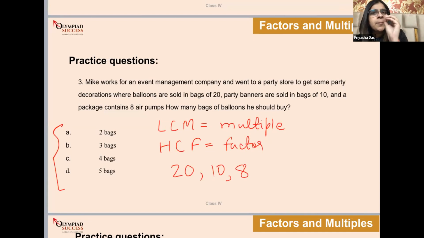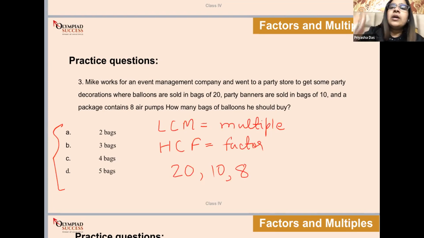These options are multiples or factors? All these options are smaller than 20, 10, and 8. So they are factors. Intelligent people here. Manit, Aishwarya, very good. Since they are smaller numbers, they are factors. Yes, Shubhomita, that's right. Yes, Riya, we are having factors over here. Did we do it nicely? Yes. Even without knowing the normal process of calculating HCF and LCM, we can easily clear these questions.